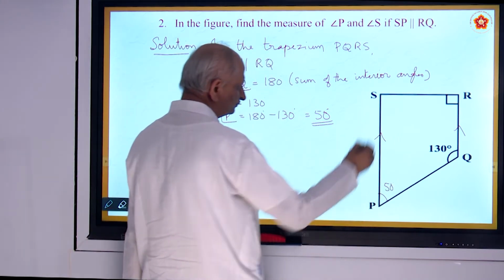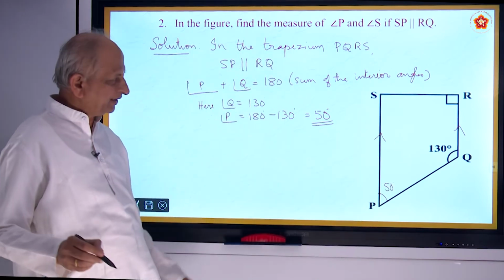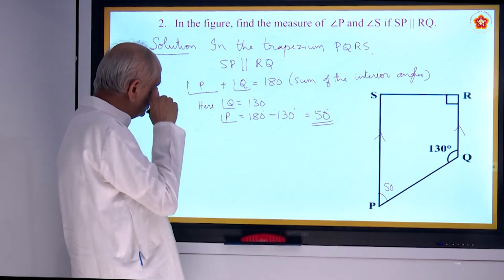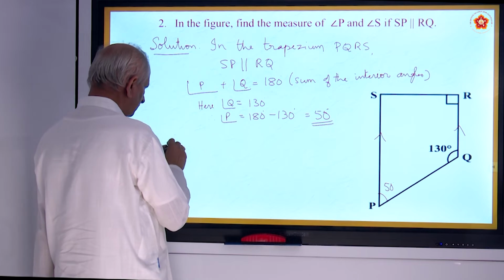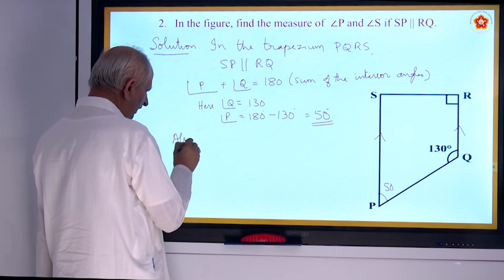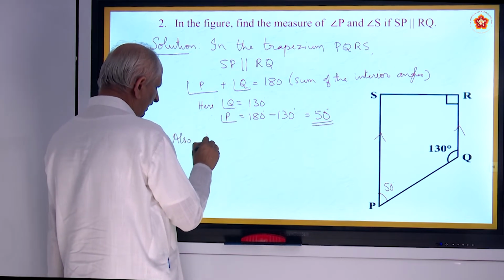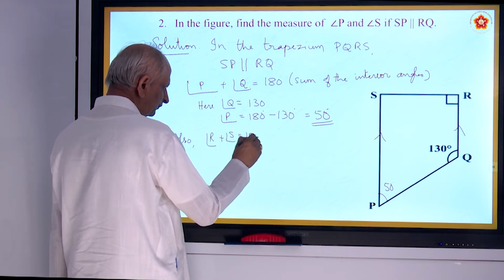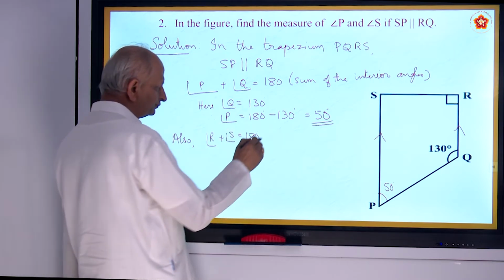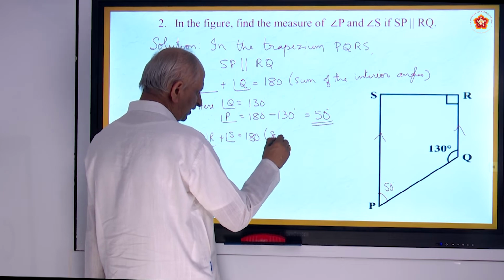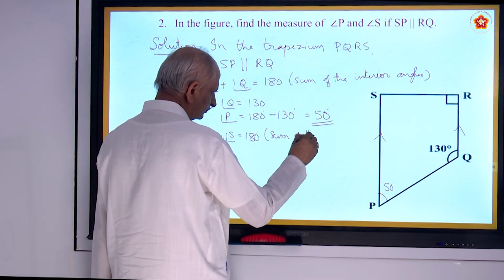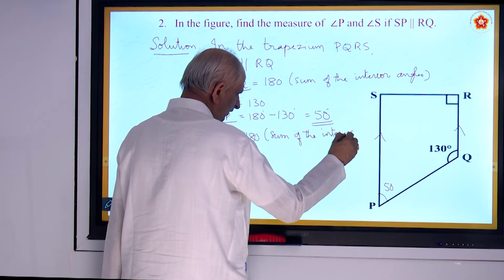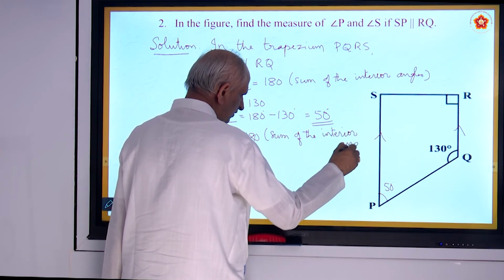Similarly here, you can do it by two methods. Add all the three angles and subtract from 360. Or you can again write angle R plus angle S is equal to 180 degrees. Why? Because it is the sum of the interior angles.